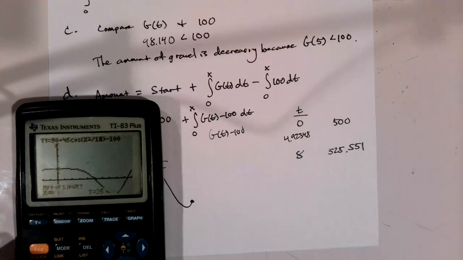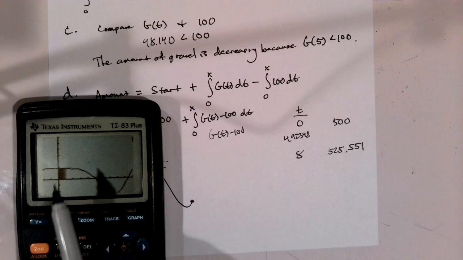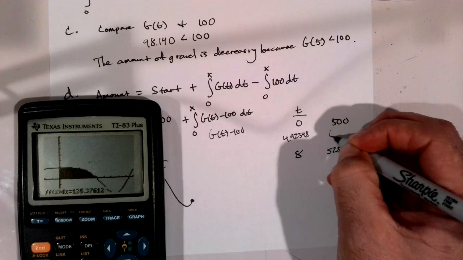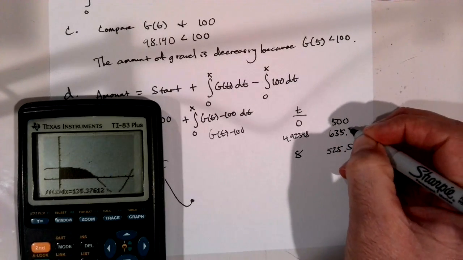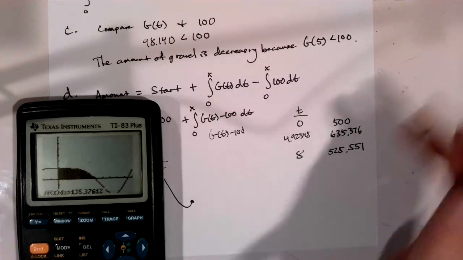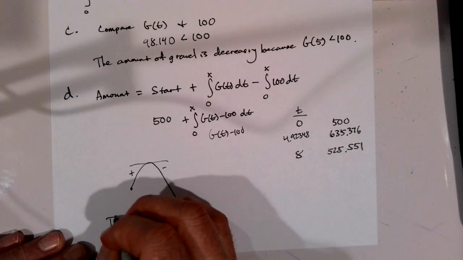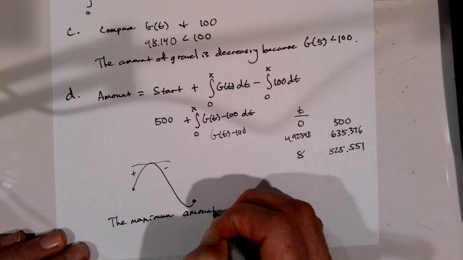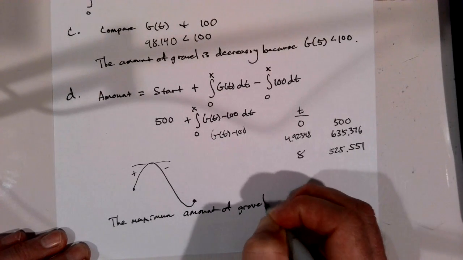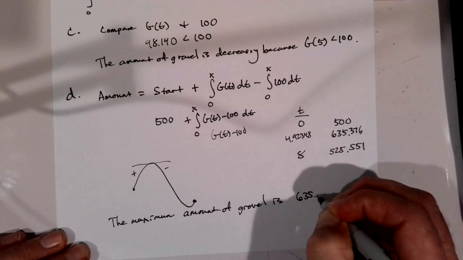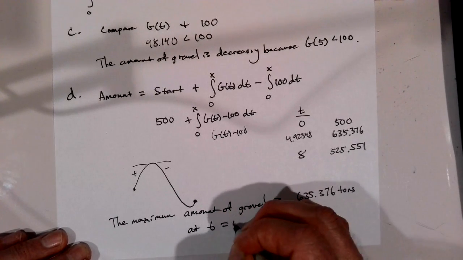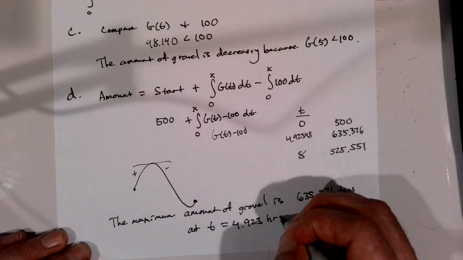So once again, second calculate, number 7, our lower limit is 0, and our upper limit is 4.92348. And we can see how much it's gathering: 135. We have to add 500 onto that, so we get 635.376. So it turns out that the maximum amount of gravel is 635.376 tons at time equal to 4.923 hours.